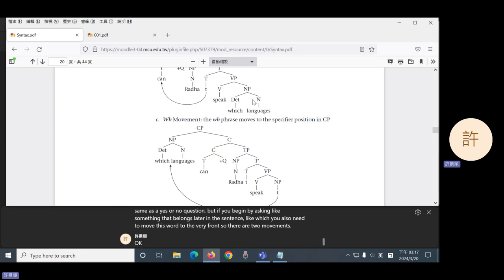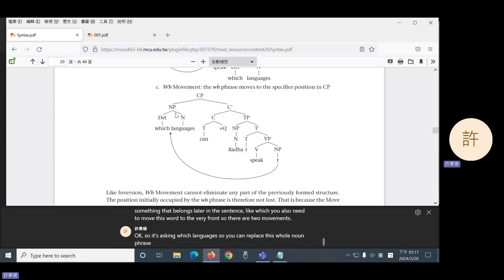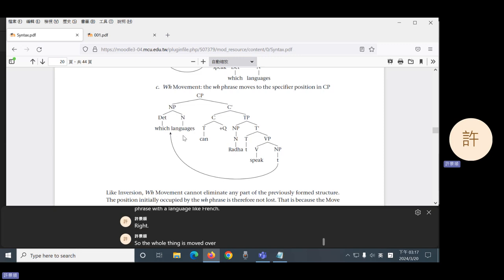Oh, okay, so it's asking which languages. So you can replace this whole noun phrase with a language like French. Right, so the whole thing is moved over. Which languages can Radha speak is the correct way to make this question.